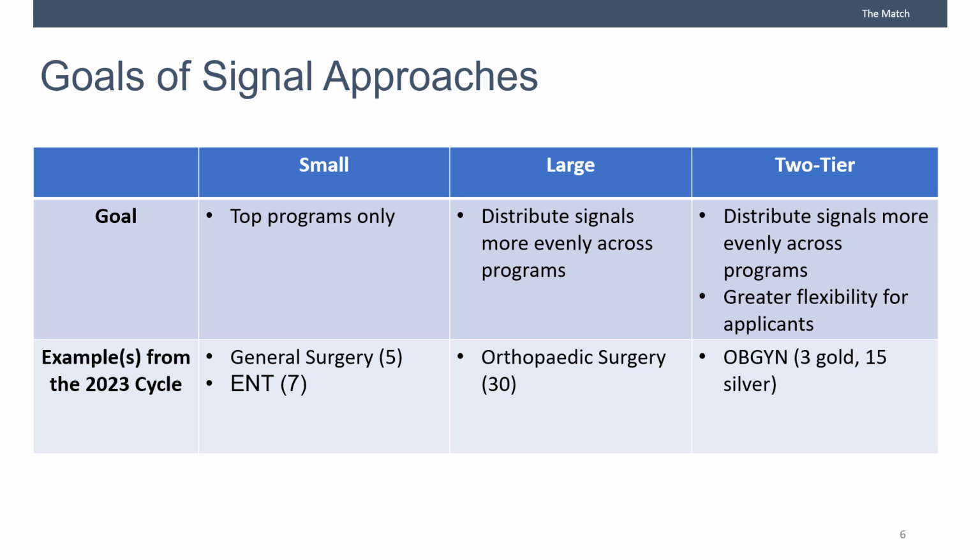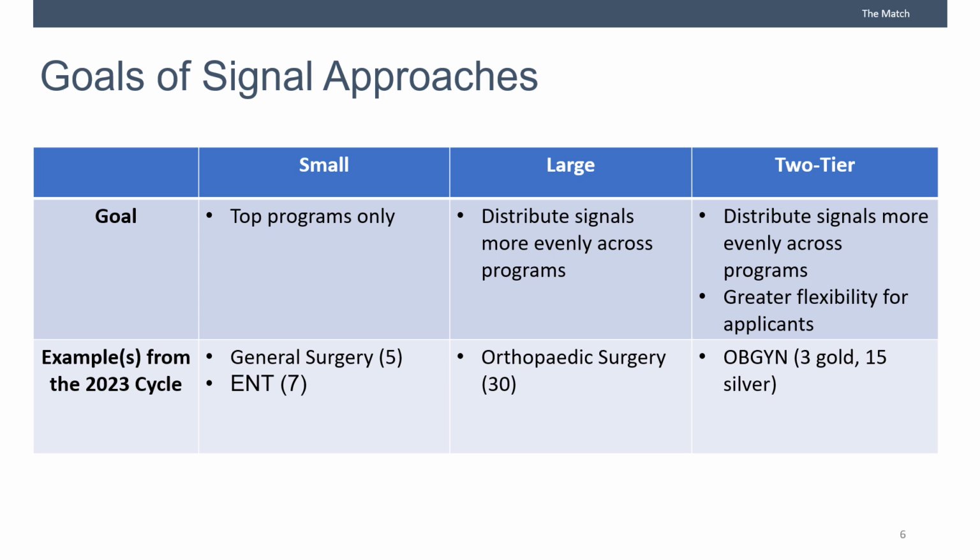The small signal approach was born from research in the economics literature. The goal of small signals is to identify applicants' preferences. Small signaling approaches have been around the longest and thus have the most data. The large signal approach is about 3 years old, so there's emerging data. Its goal is to identify general preferences and to distribute signals more widely across programs than small signals have been able to do in the past.